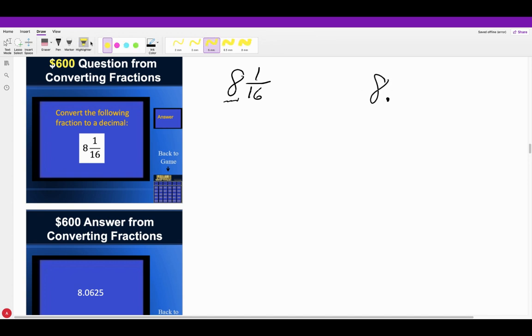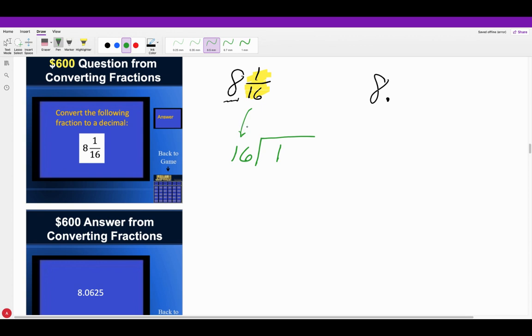So I can just focus then on this fraction of 1 over 16. And when we do that, we know that this is the same as 1 divided by 16. So we can go ahead and do 1 divided by 16 to convert this into a decimal. Remember, the number in our denominator is what we're dividing by. A lot of you, when we're doing this in class, were mixing this up and doing 16 divided by 1.